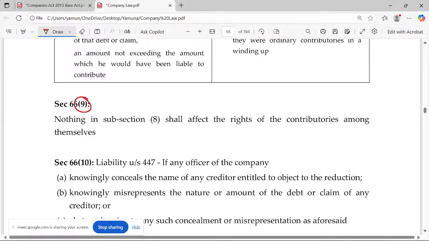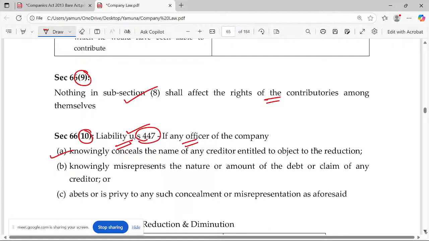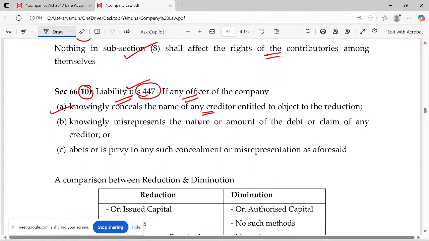Then with respect to subsection 9, following subsection 8 shall also affect the rights of the contributories. Subsection 10: if you are not following, then you are liable under criminal liability, Section 447. To whom is this applicable? Please understand, Section 447 is not applicable for everybody. It clearly mentions any officer who knowingly conceals the name of any creditor. Knowingly means wantedly he does that. He knows that the name is not listed in the creditors list, but he is not mentioning that.